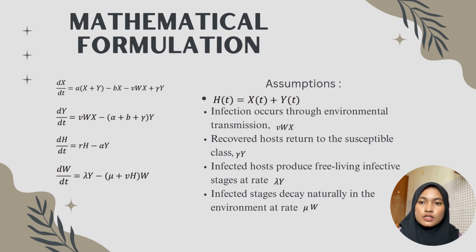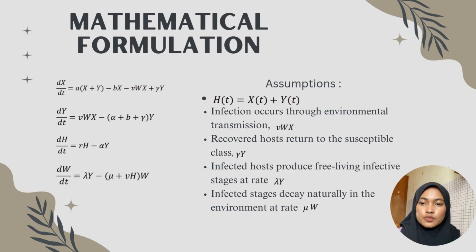First, the host population consists of susceptible and infected individuals. Second, infection occurs through environmental transmission, where it depends on interactions between susceptible hosts and environmental infective stage rather than direct host contact. Next, recovered hosts return to the susceptible class, which means recovered infected hosts leave the infected compartment and re-enter the susceptible compartment.